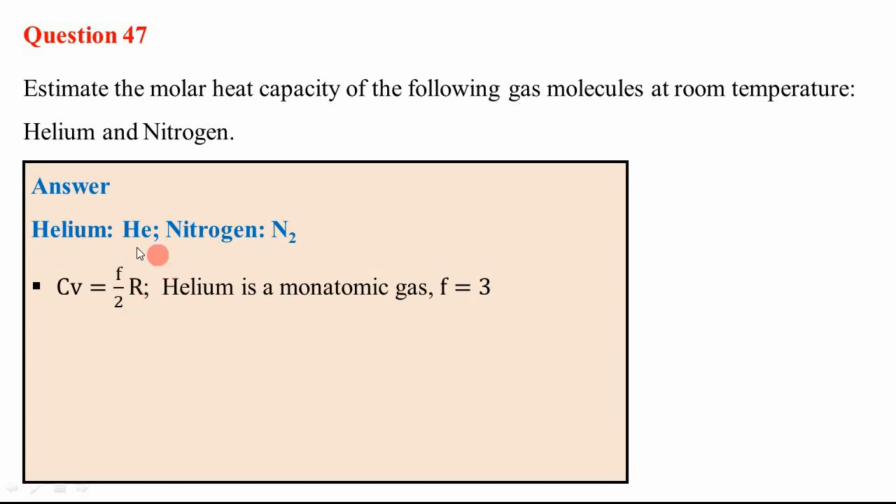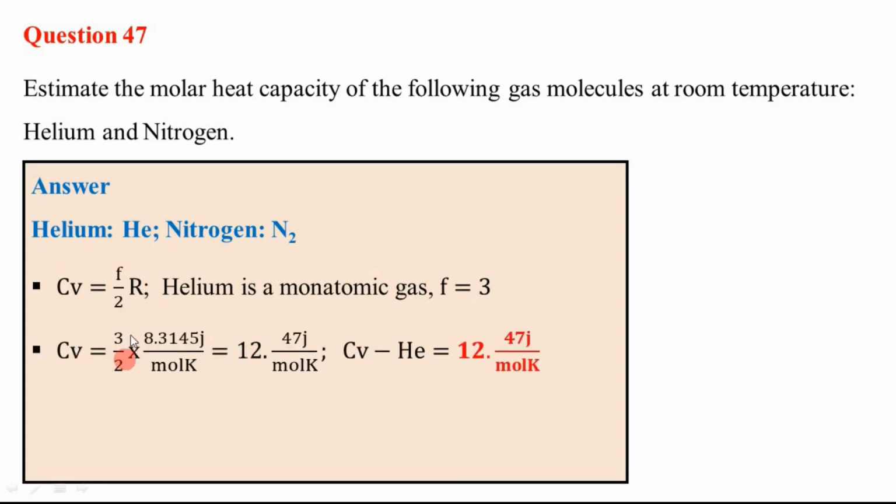So we need to calculate for helium. Helium is a monatomic gas. I told you that for monatomic gas, the degree of freedom is equal to 3 because they don't have rotation and vibration. They only have 3 translation motions, translation on X, Y, and Z. Then we can replace F by 3 here. Then you calculate the CV for helium, and we get this amount of CV.